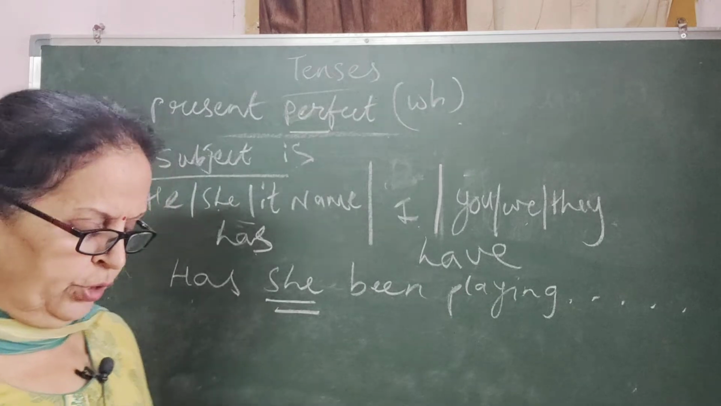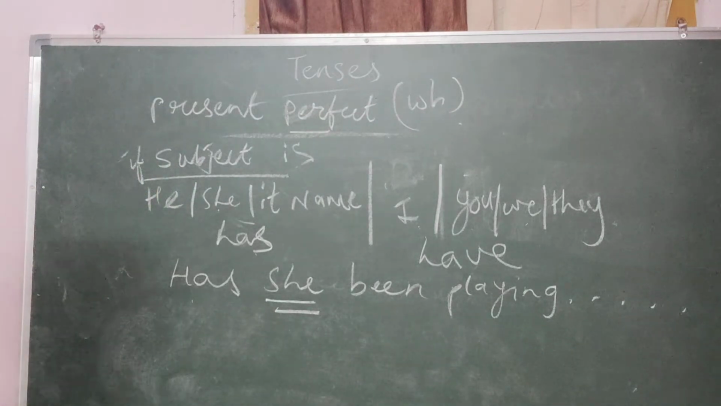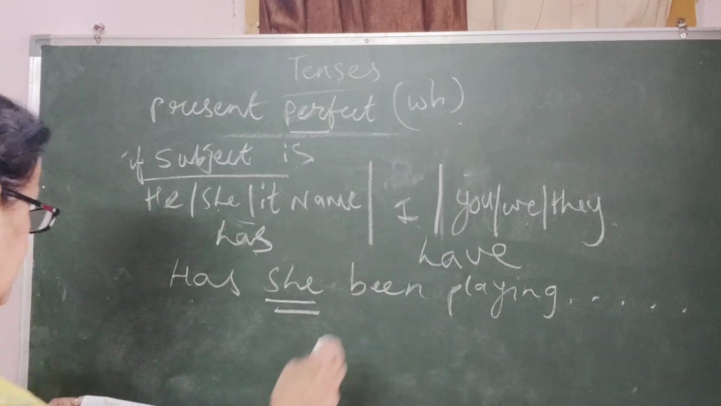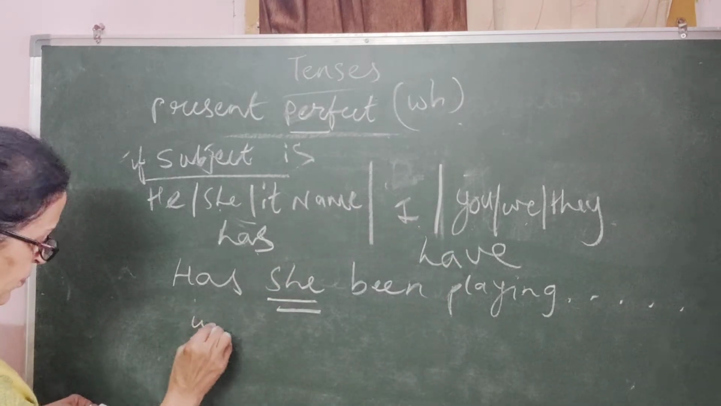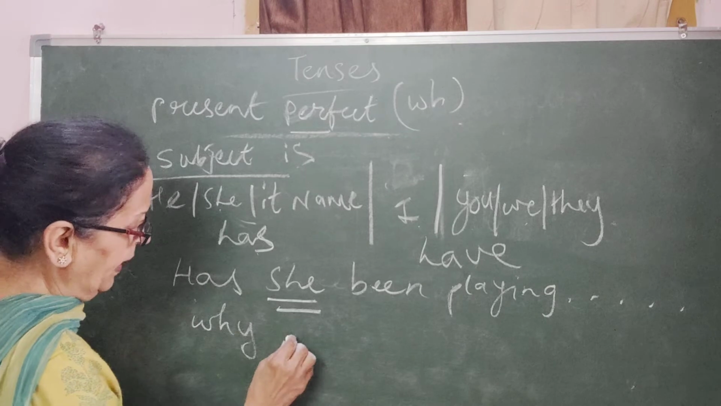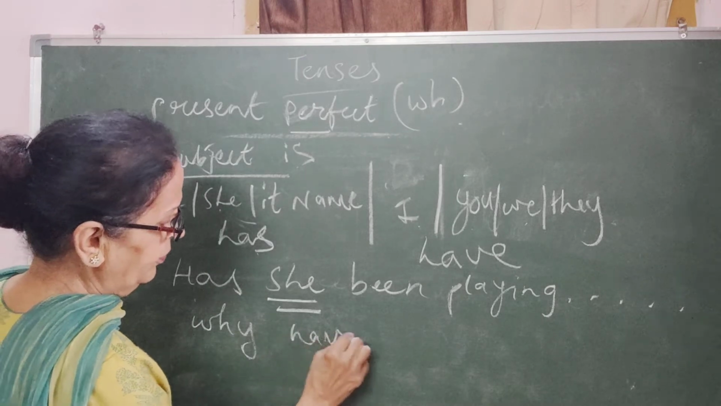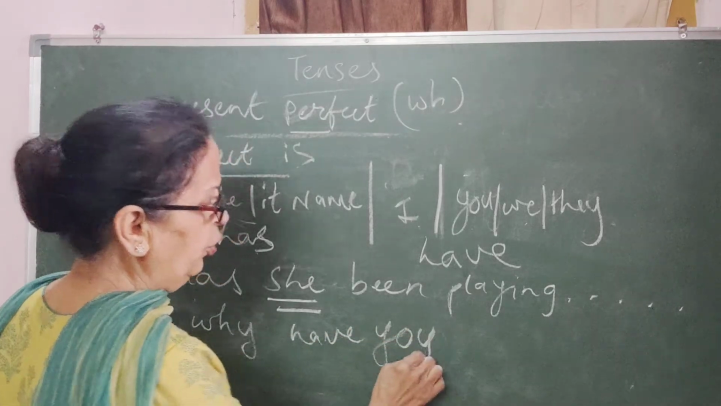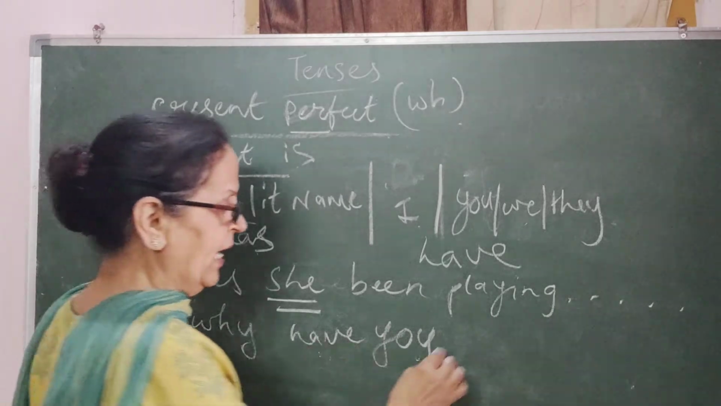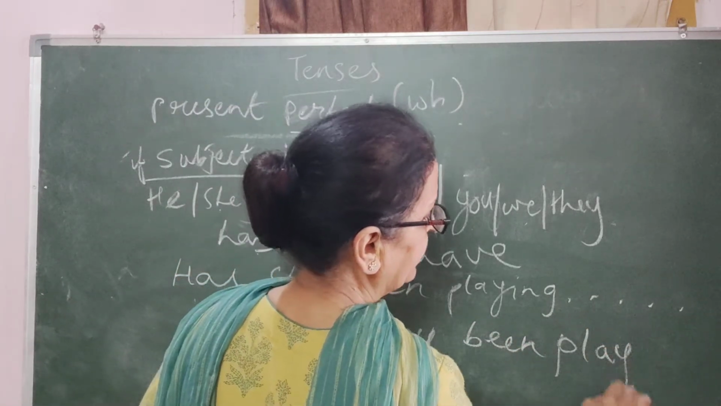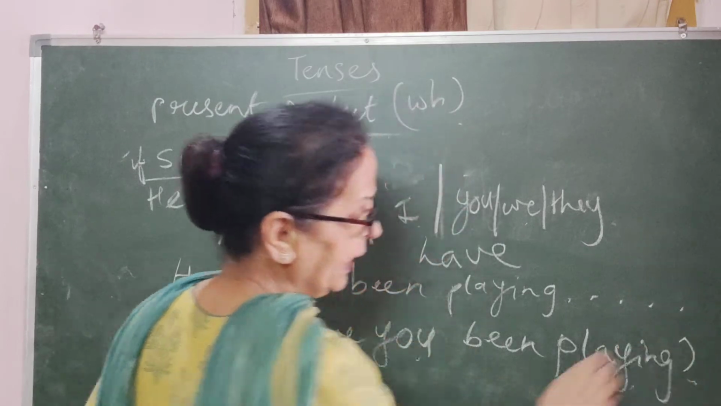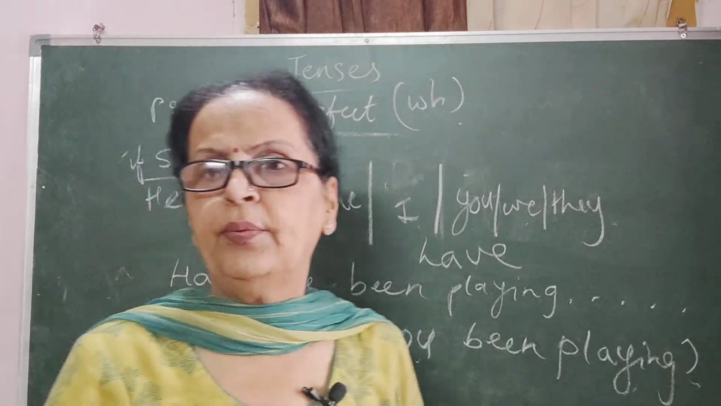So your verb is going to come. Use of has and have is according to the subject. If I say you, it will become why have you been playing? Why have you? Since it is you, it comes have. Why have you been playing? Why are you playing so much? Right? So I think the rules are very clear.